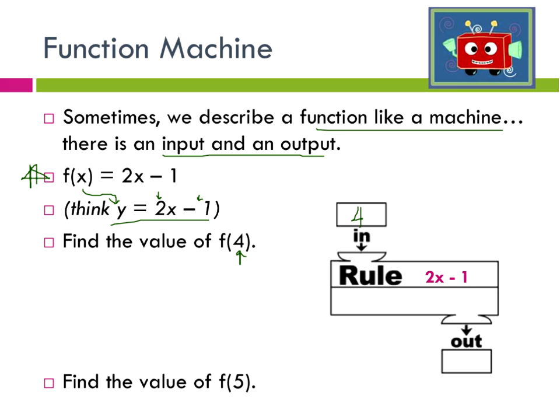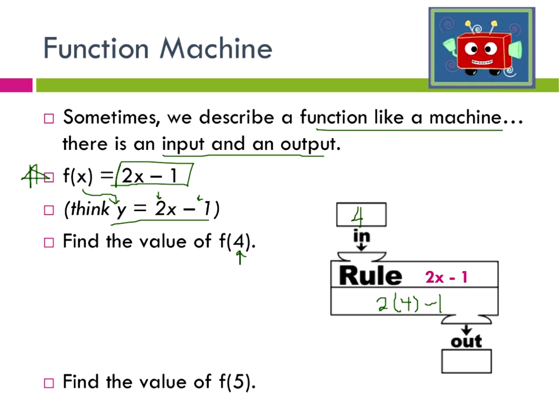So that means what's going in to our function machine is 4. The rule of our function is 2x minus 1. Well, if 4 is our x, that means anywhere we see an x, we're going to replace that with 4.